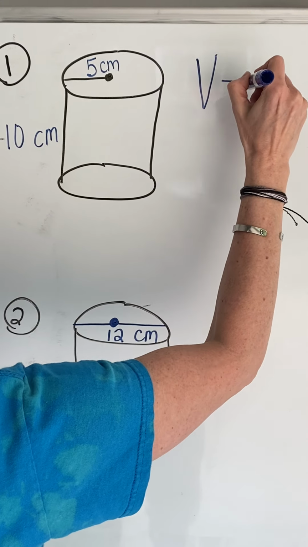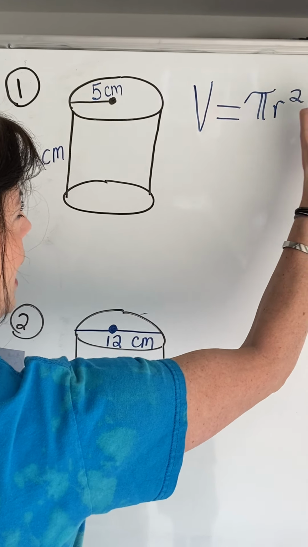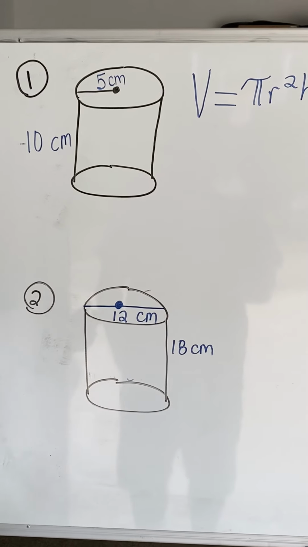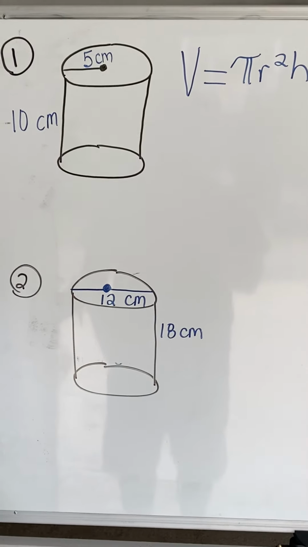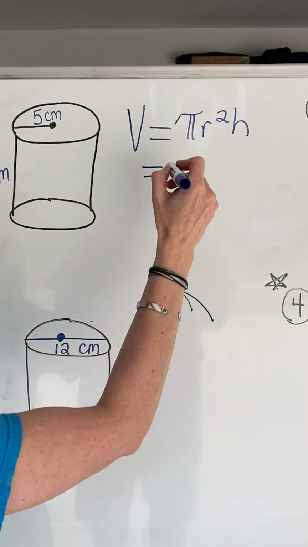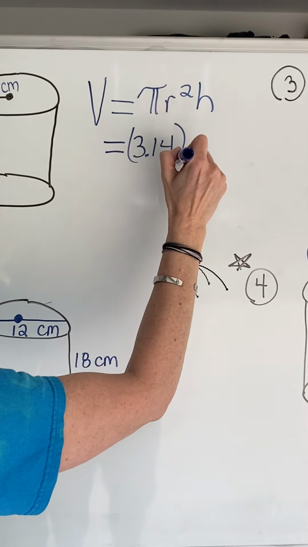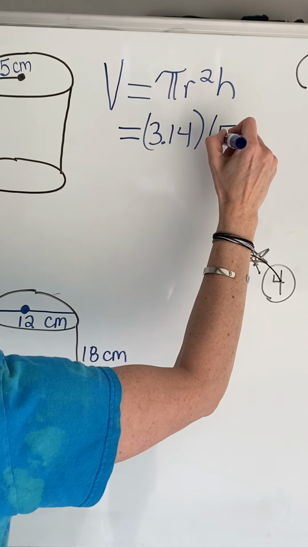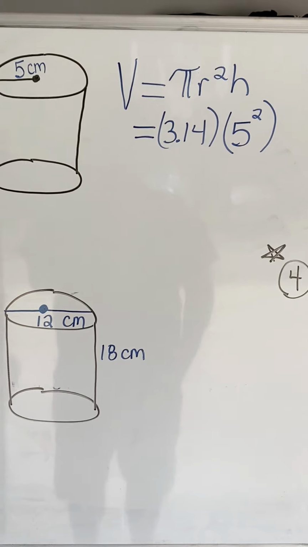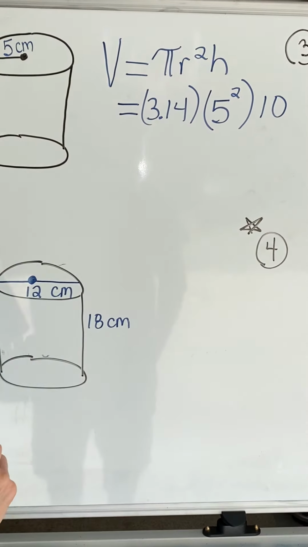So here's what I'm going to do. I'm going to take my formula. The volume is pi r squared h. I'm going to drop the numbers into the formula where they belong. If you have a calculator that has the pi button, you can use that. If you don't, which most of you probably don't, you can use 3.14 for pi. That's fine. And then my radius is 5, so I'm going to do 5 squared. That's a common mistake, a lot of people forget to square the radius. Then I'm going to multiply that by the height, which is 10.